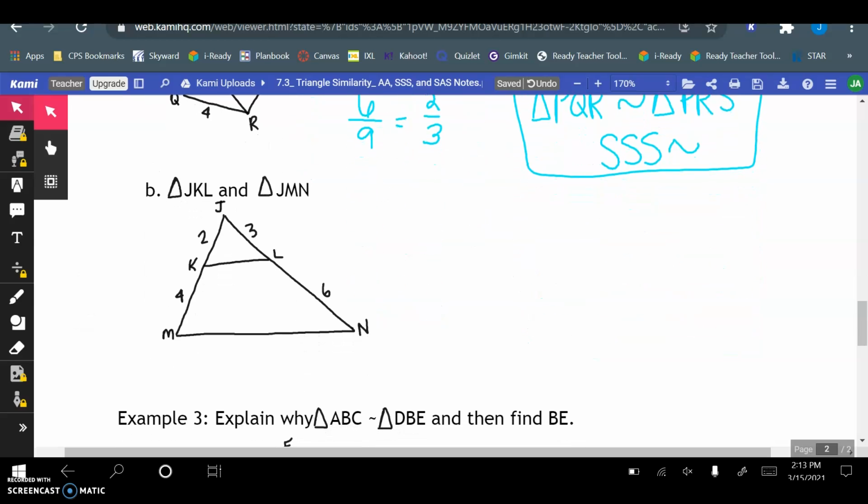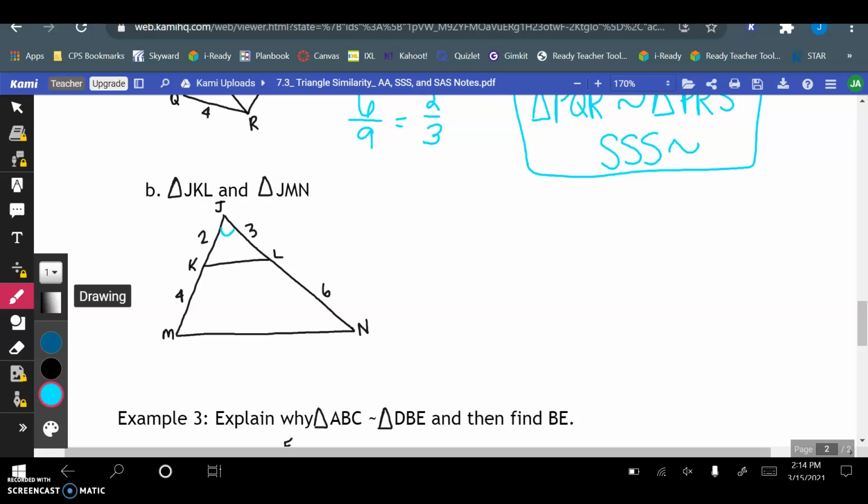Now for part B here, we have to look at JKL and JMN. So because these two triangles are in the same triangle here, they share angle J. So angle J, of course, if it's in both triangles, is going to be congruent. So now we need to take a look at the side lengths because we want to talk about the sides that are adjacent to that angle. So we have to look at JK, which is 2. And then from J to M is the side of the big triangle, so that would be a 6 because 4 and 2 together make 6. That would reduce to 1/3.